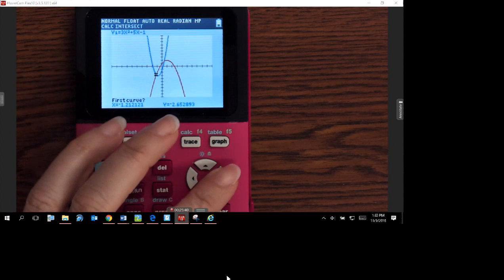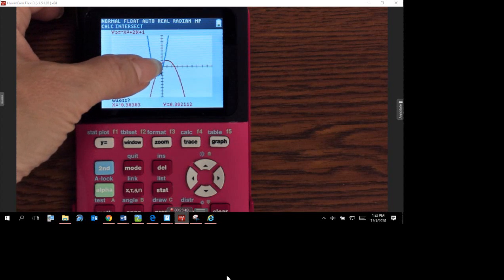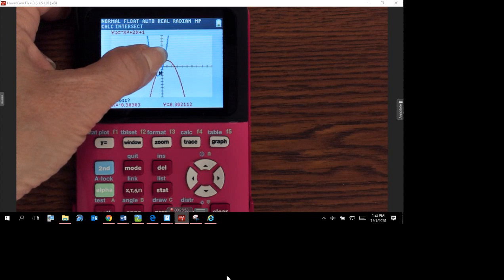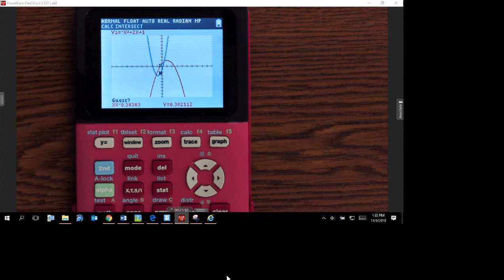First curve, I'm going to use my arrow, just make sure I'm on the blue one. Yep, I am. Second curve, and then you're going to guess close to the one on the right. So approximately what x do you want to type in? You don't even have to be that accurate. 1? Okay. And it tells me it is at 0.43.